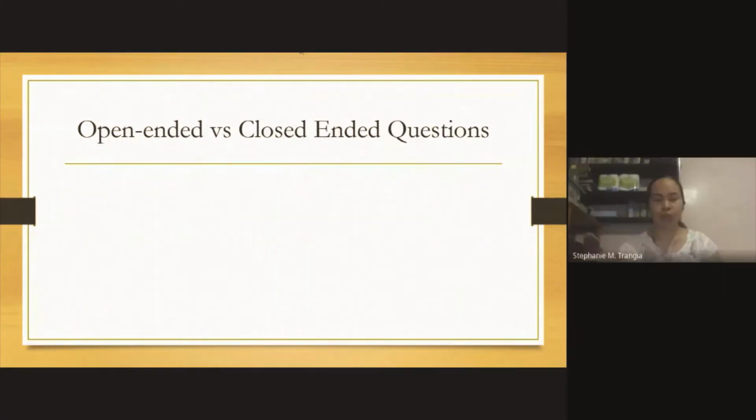Okay, ma'am. So this relates to open-ended versus closed-ended questions. Open-ended means you are actually asking the persons to explain whatever else they want to say to you about a certain topic, while closed-ended has very fixed choices for your respondent, whatever they want to tell you. So it has very fixed choices actually.